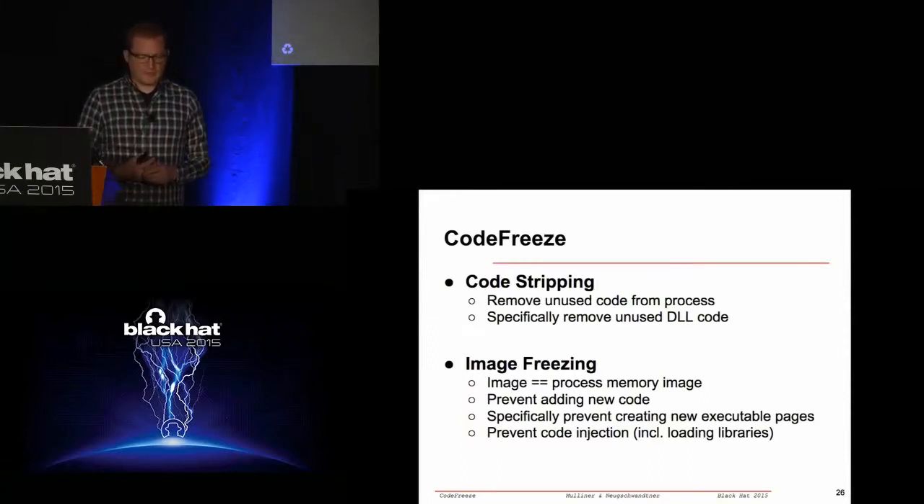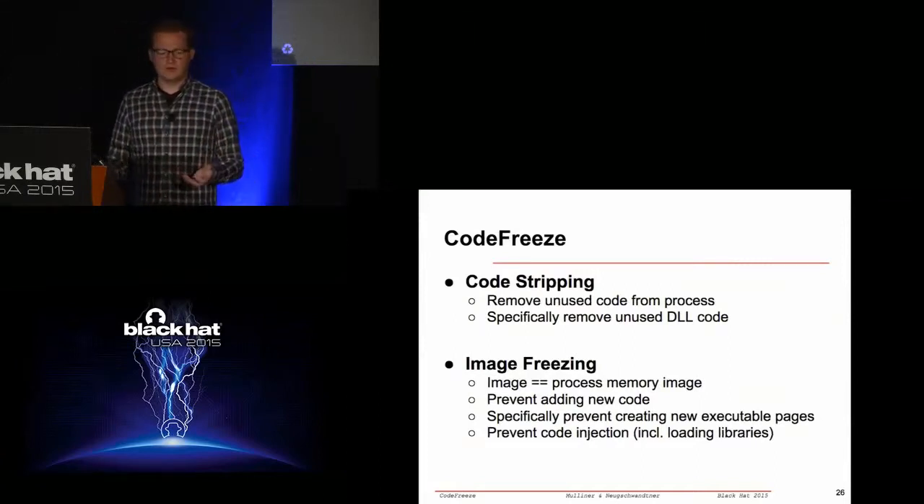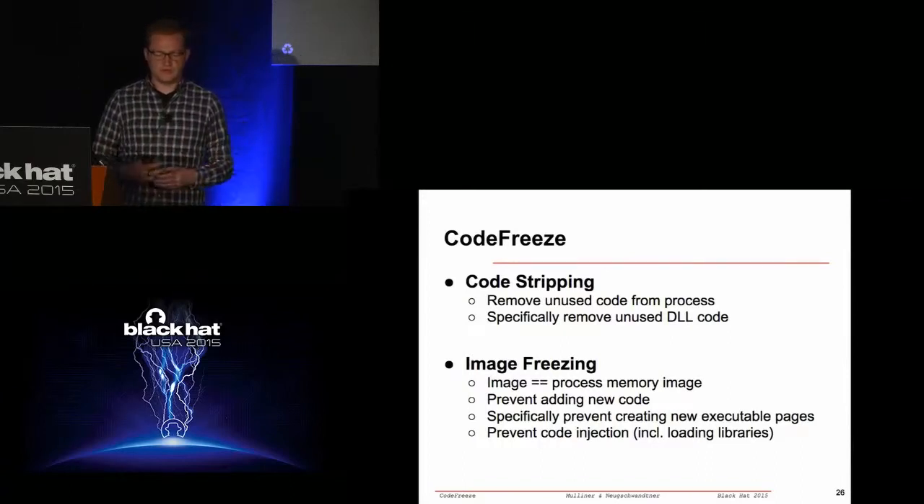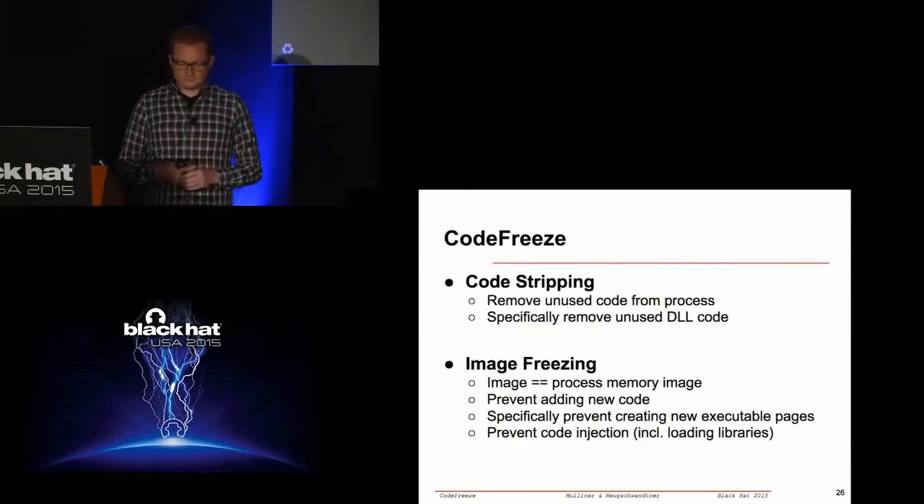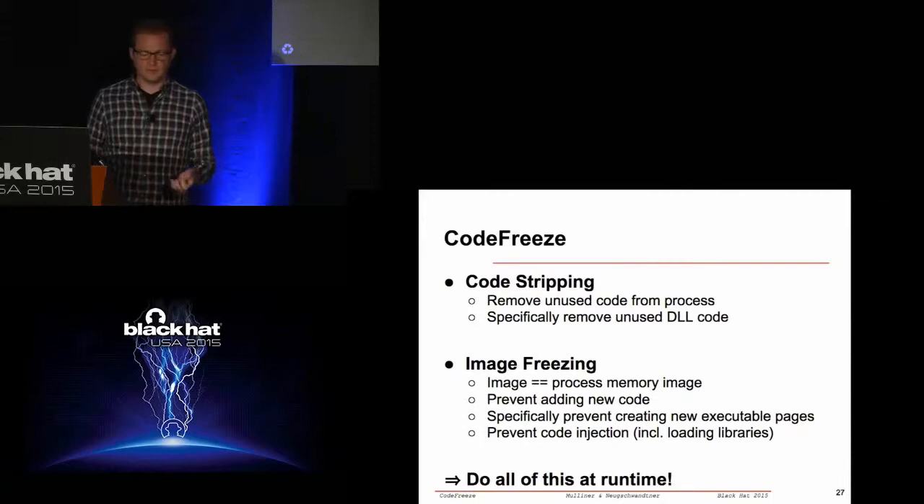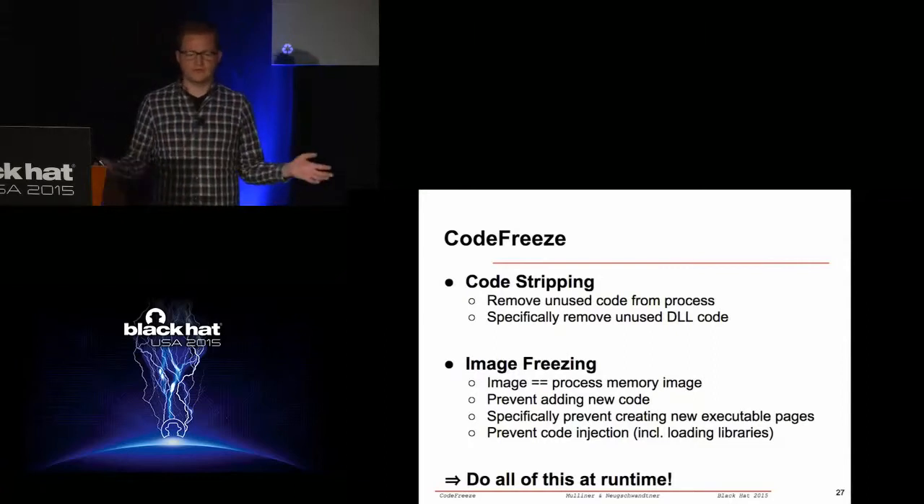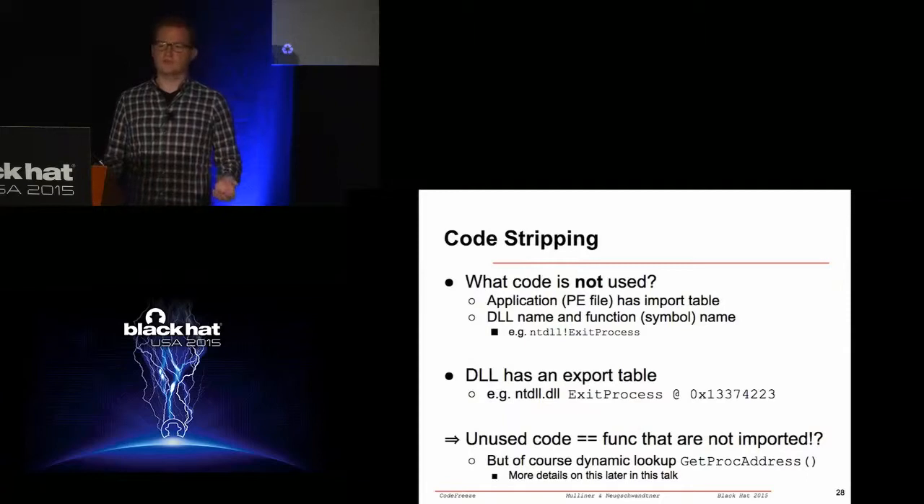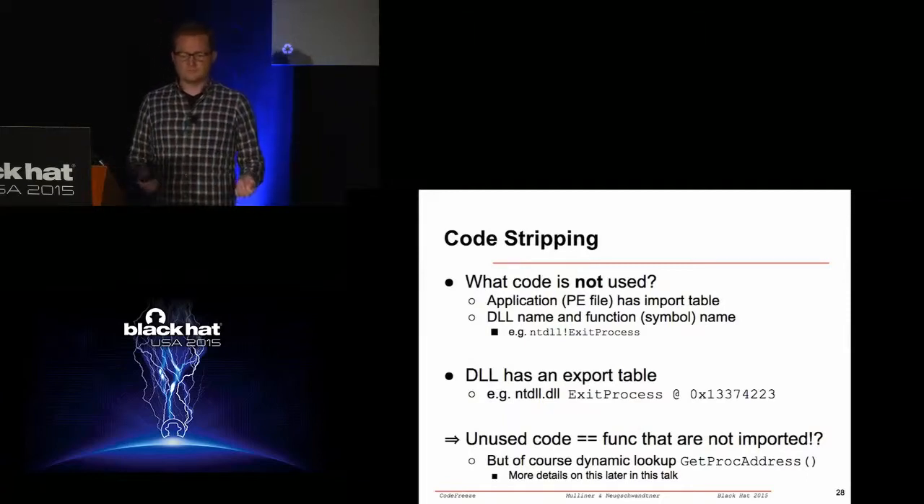And image freezing basically is the idea that we want to prevent loading new code into the process's address space. Specifically, we just prevent creating new executable pages, which also prevents, for example, code injection via library loading. And as I said before, we do all of this at runtime, so there's no modification of anything on disk with these applications at all.